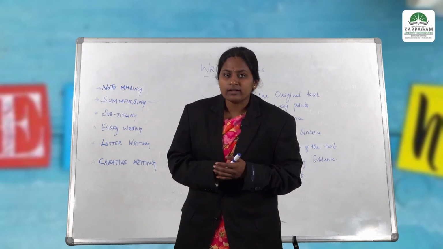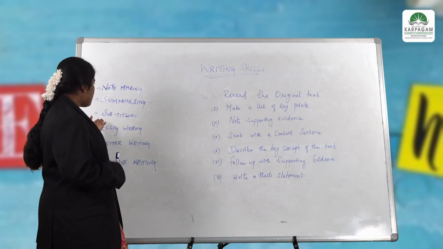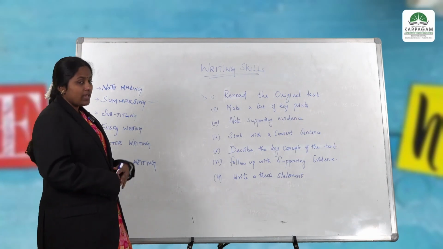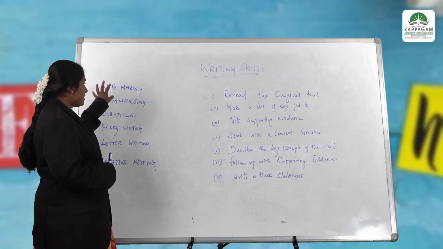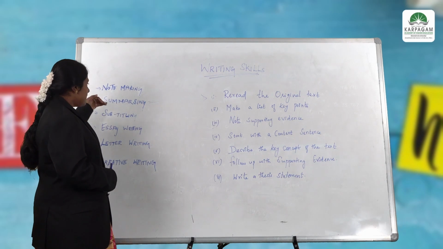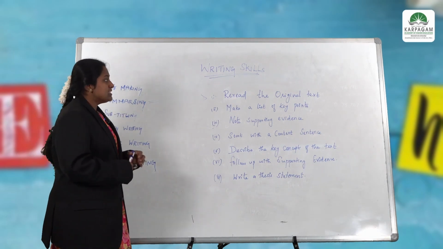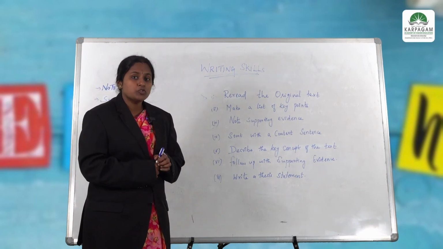As we know, writing skills include note making, summarizing, subtitling, essay writing, letter writing and creative writing. We know how to make notes in writing skills, and then the next step is summarizing. In this summarizing you can see the steps to be followed. The 7 steps are the main steps to be followed.